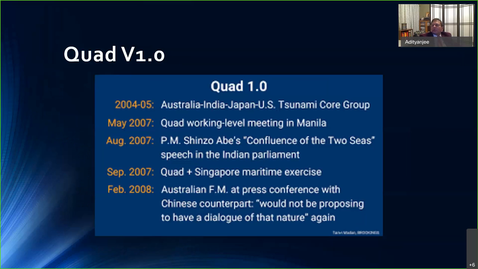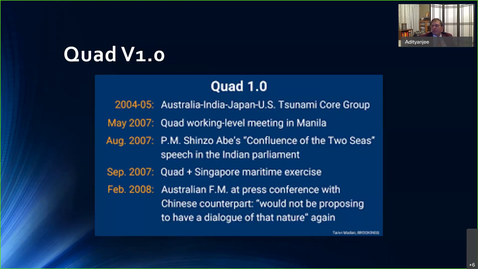And this is the timeline of Quad. It started accidentally in 2004 on Boxing Day. There was a huge tsunami in the Indian Ocean. Hundreds of thousands of people died. As a result, most of the littoral states, the small states, were overwhelmed, and some countries started to do altruistic humanitarian assistance and disaster relief work. In that process, this tsunami core group was formed of Australia, India, Japan, and US.